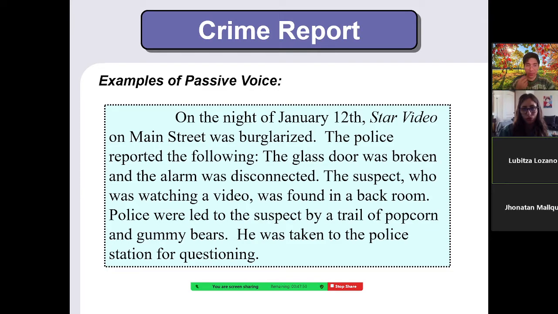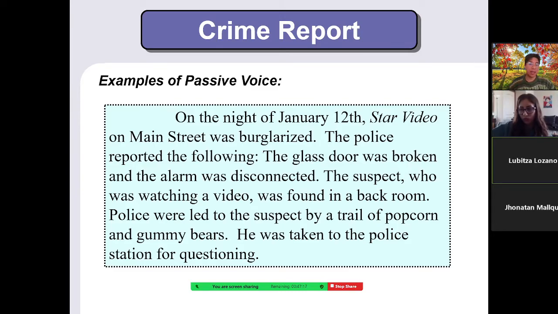Eating candies. When you eat candies a lot, eating candies led to my illness. Or you can say smoking cigarettes. Smoking cigarettes are leading to cancer.